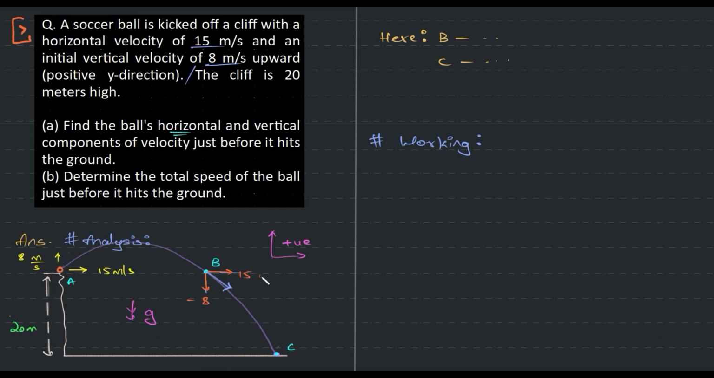So this will be 15 meters per second and that will be 8 meters per second. Because it's pointing downwards, it's minus 8. Okay, as simple as that. We know the velocity, we know the distance. You just have to find the final velocity before it hits the ground and you're done. So let me explain what I'm talking about.